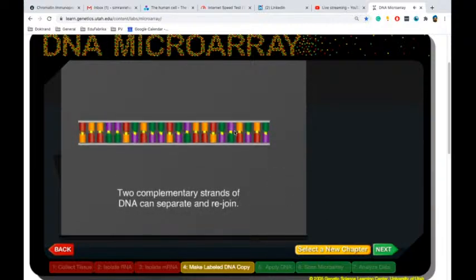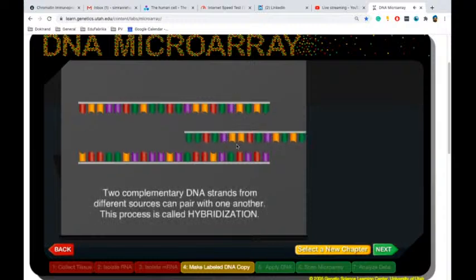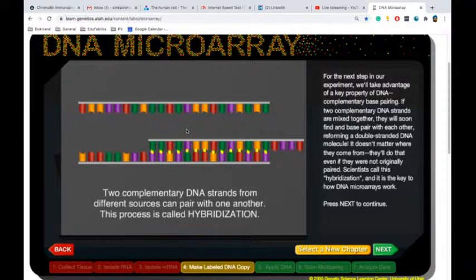Two complementary strands are separated and rejoined. Two complementary strands from different sources can pair with one another, and this process is called hybridization. For the next experiments, we will take advantage of a key property of DNA, hybridization. When two complementary DNA strands are mixed together, they will soon find and base pair with each other, forming a double-stranded DNA molecule. It doesn't matter where they came from, they will do it. Scientists call this hybridization, and it is the key to how a DNA microarray works.